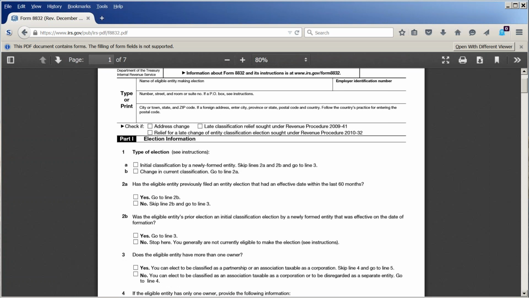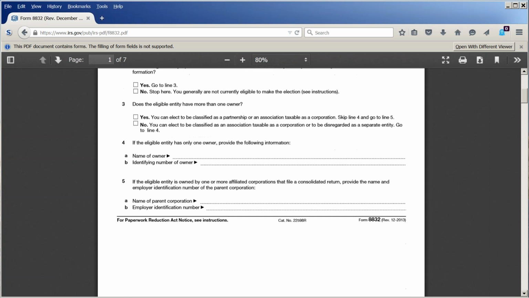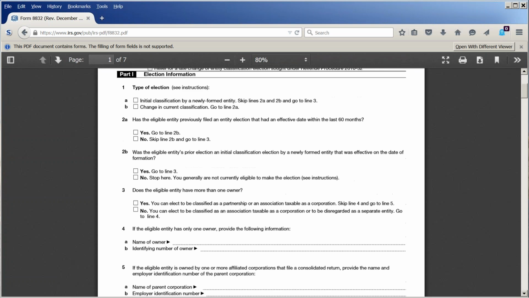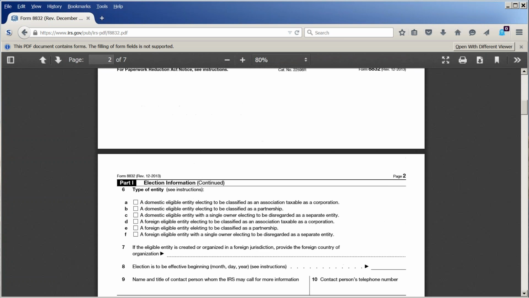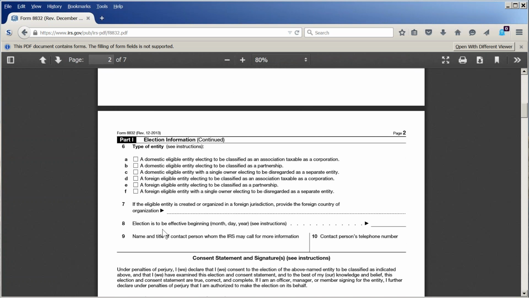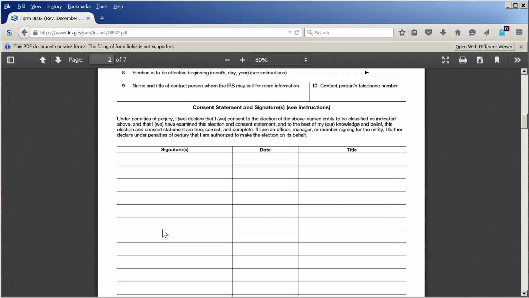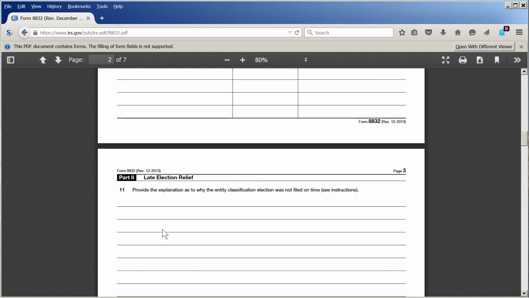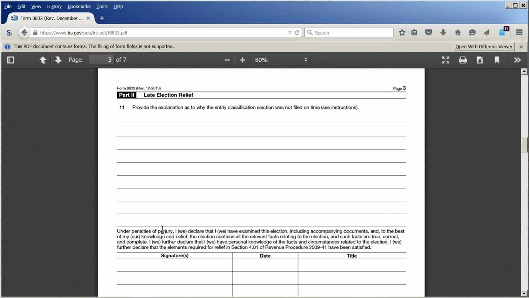But 8832 is just check the box. Pick what you want, disclose a few things, and that's it. See, you get to pick what it's going to be down here by simply checking a box. And then everybody that owns it has to sign it. Simple form. Now, I mentioned there's potential for doing other things. That's on the third page. It's called late election relief, and the form has the instructions built into the form.